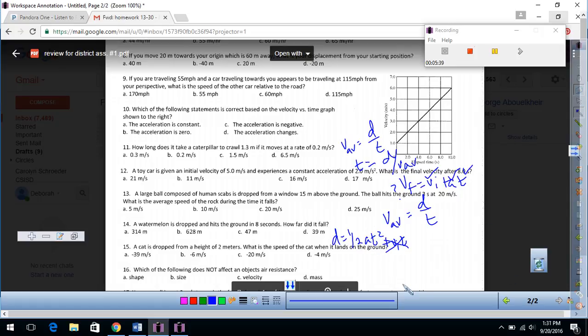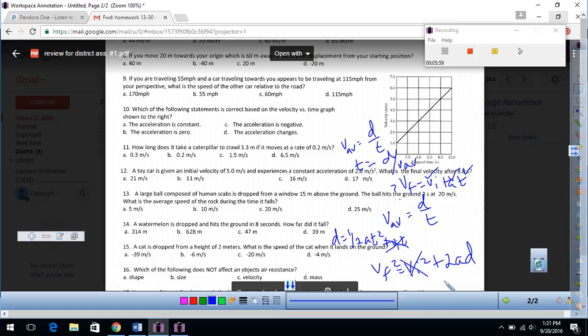A cat is dropped from a height of 2 meters. What is the speed of the cat when it lands on the ground? Vf squared equals Vi squared plus 2AD. You know that. You know the acceleration, and you know the distance that it's dropped, so you should be able to find the final speed. Now, I don't know what y'all do with positives and negatives, but that matters, so pay attention there.